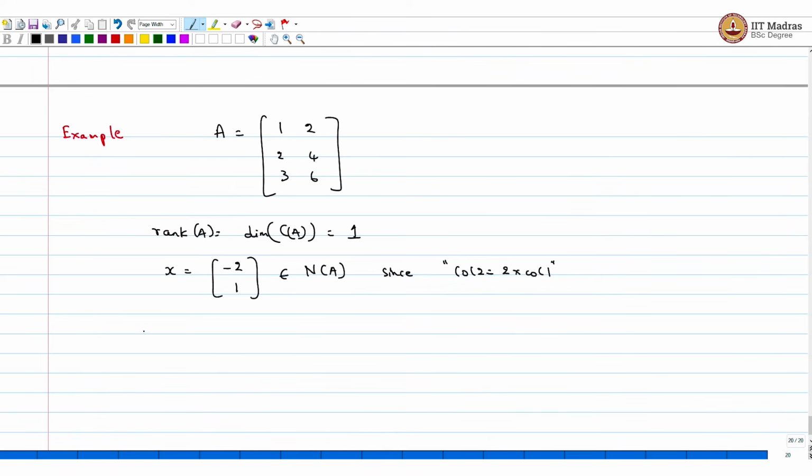Now again we can look at the row space. R of A is just the line through... You look at each row. First row is (1, 2), second row is 2 times the first row, third row is 3 times the first row. So this is really one row that matters. The other rows are just scalar multiples of the first row. So the row space is just the line through (1, 2).